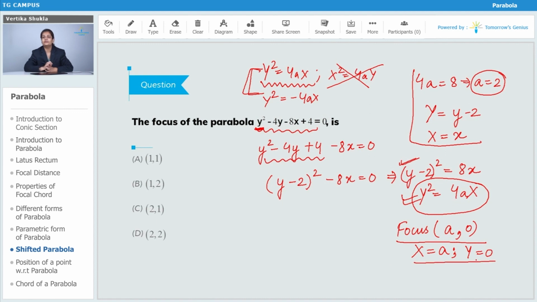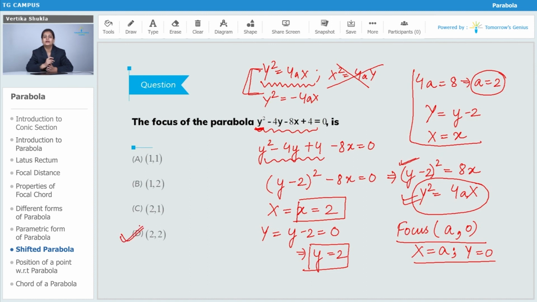Now what is the value of capital X? Capital X is equal to small x, which is equal to the value of a, which is 2. And what is the value of capital Y? Capital Y, which is equal to small y minus 2, should be equal to 0. So from here I will say that the value of y is 2. So the value of y is coming out as 2 and the value of x is also coming out as 2. So what are the coordinates of the focus for the parabola y minus 2 whole square is equal to 8x? It is 2, 2. So option D will be the correct answer.